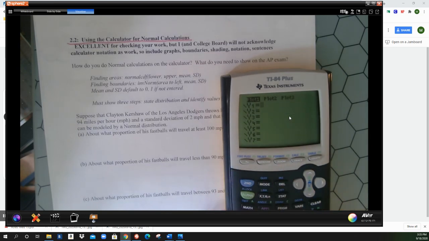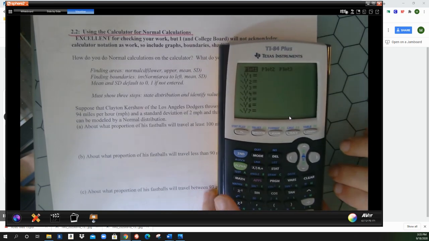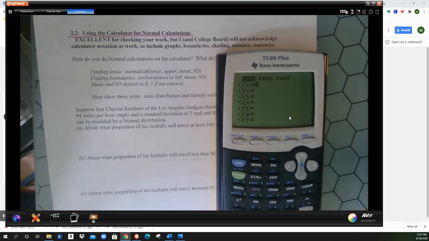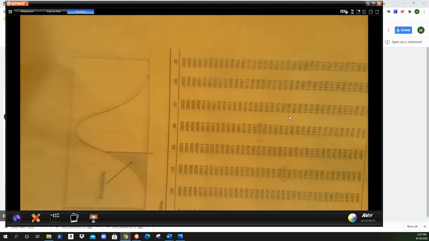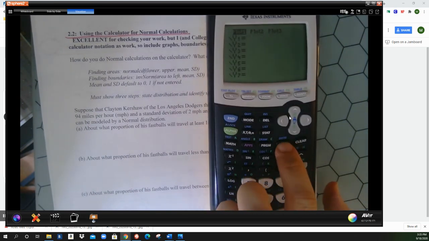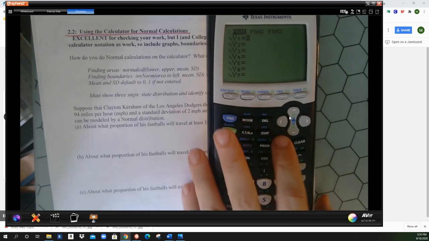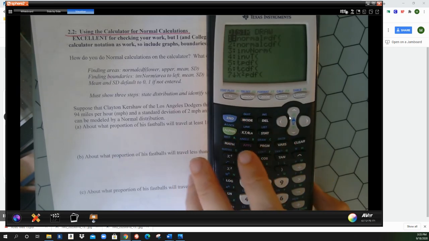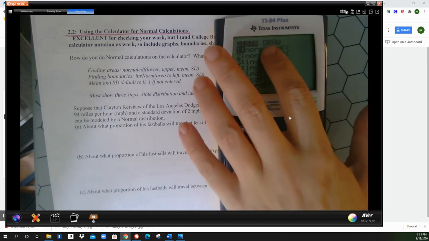Here is the deal. There is a section of your calculator that has all this normal curve stuff that we're using right now stored in it. And you're going to be finding it in a slightly strange place. It's called distributions. It's right here below the arrows. So you want to go second vars to get there. And when you get there, you're going to find three things in the normal section.